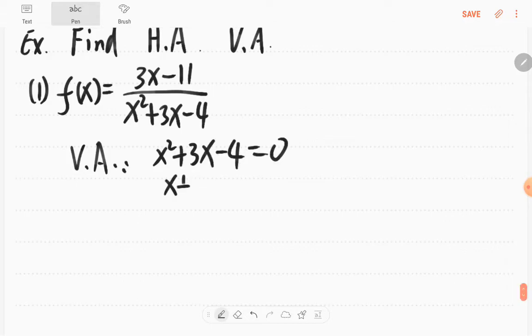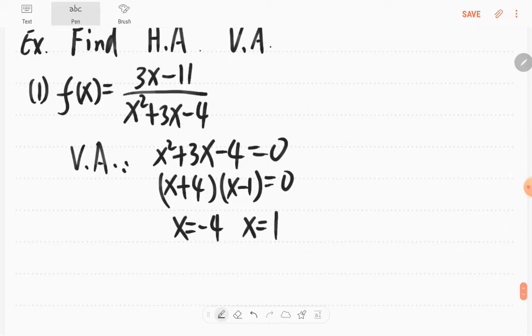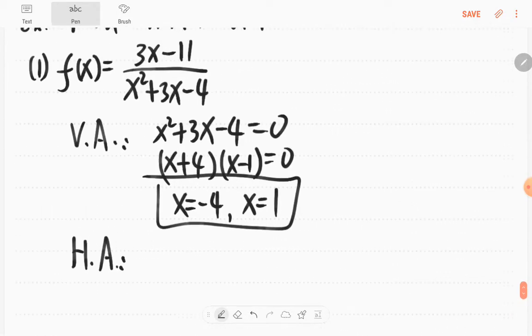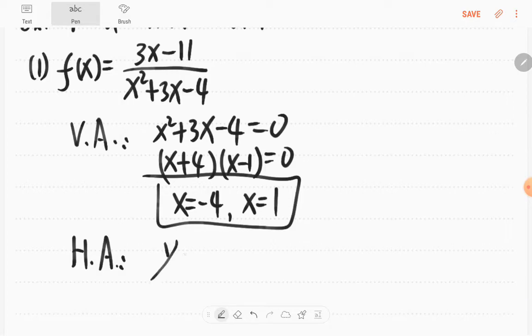So you have x plus 4, x minus 1 equals 0, x equals negative 4, or x equals 1. So you have two vertical asymptotes, negative 4 and 1. The horizontal asymptote: the degree of the top equals 1, the degree of the bottom equals 2. So 1 is less than 2. So from the rule, we know that y equals 0 is the horizontal asymptote. The degree of the denominator is greater than the degree of the numerator.